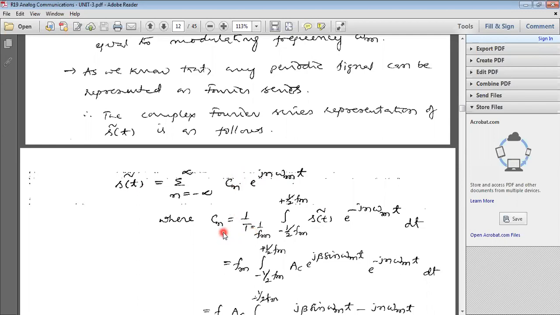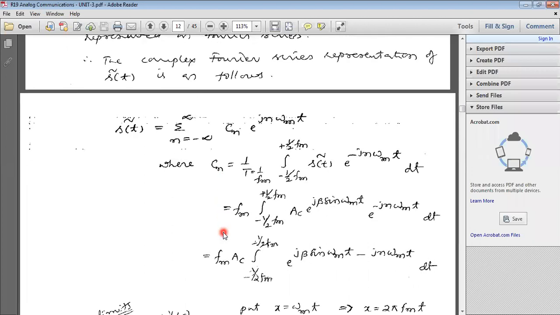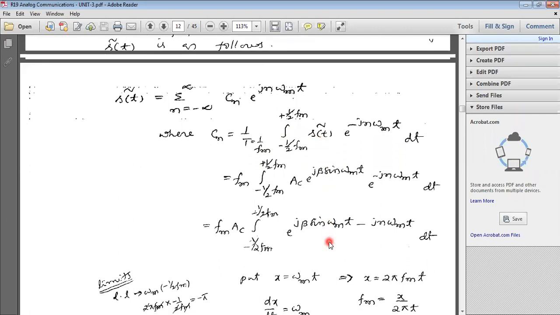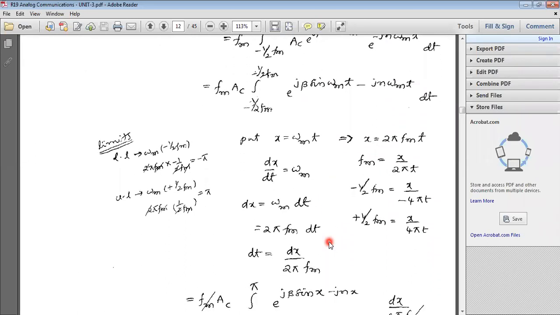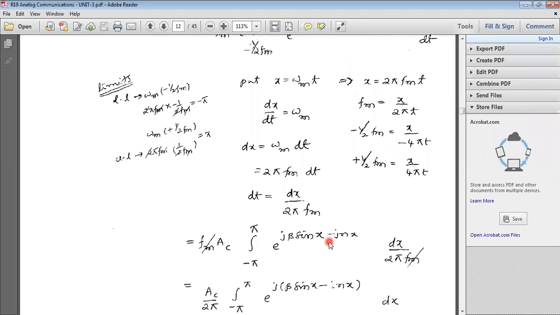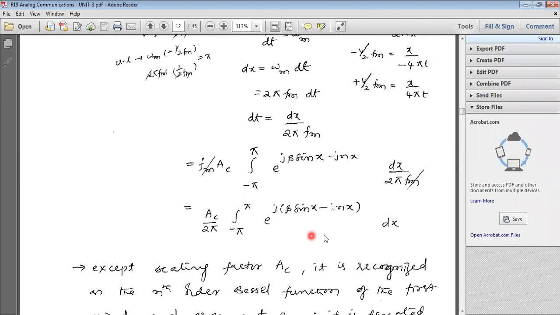So already you know, according to the Fourier series, Cn equal to 1 by T into the integral. Since we considered it in terms of modulating signal frequency, T is considered as 1 by fm. We take the limits as minus 1 by 2fm to plus 1 by 2fm, of envelope of S of t into e power minus jn omega mt dt. After substituting the envelope of S of t, and simplifying the equation by taking x as omega mt and changing the limits, Cn becomes like this.